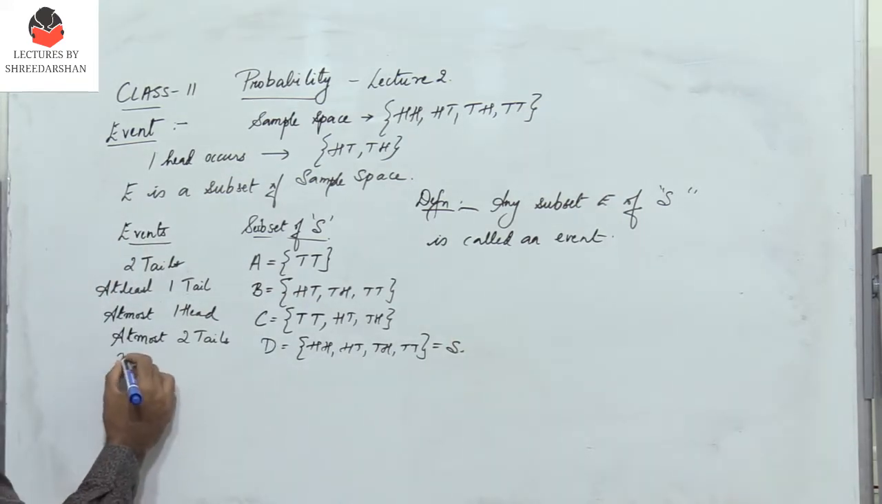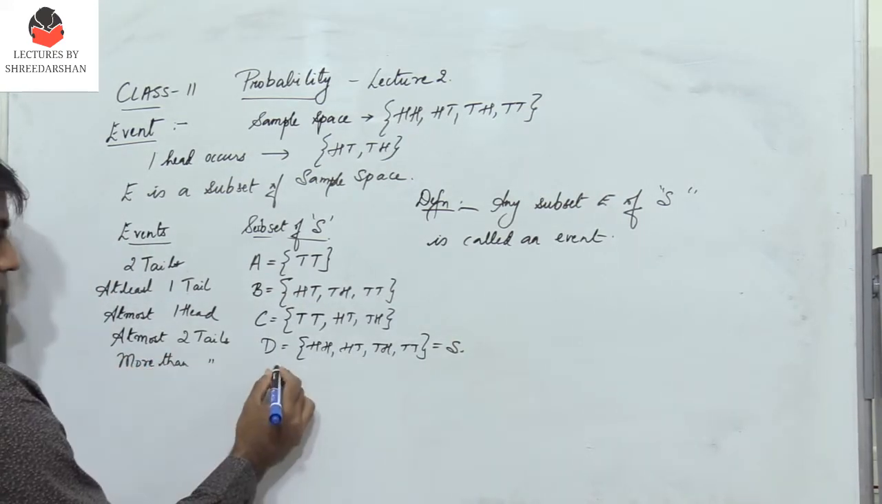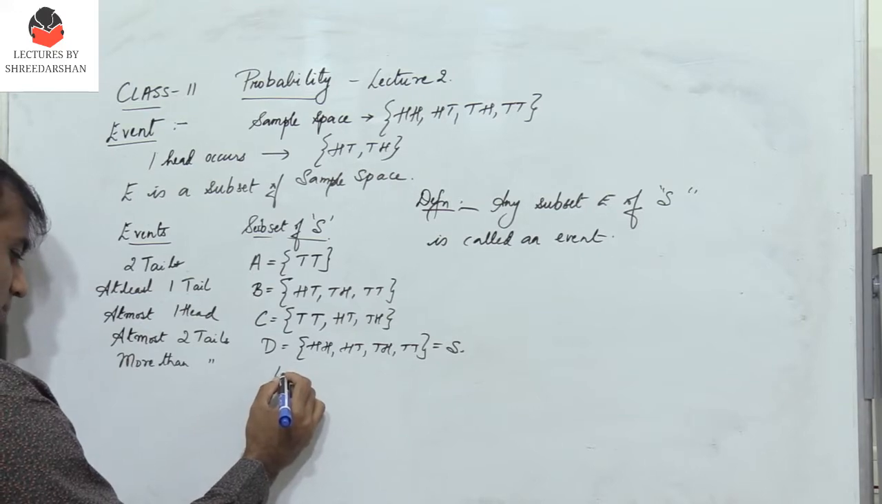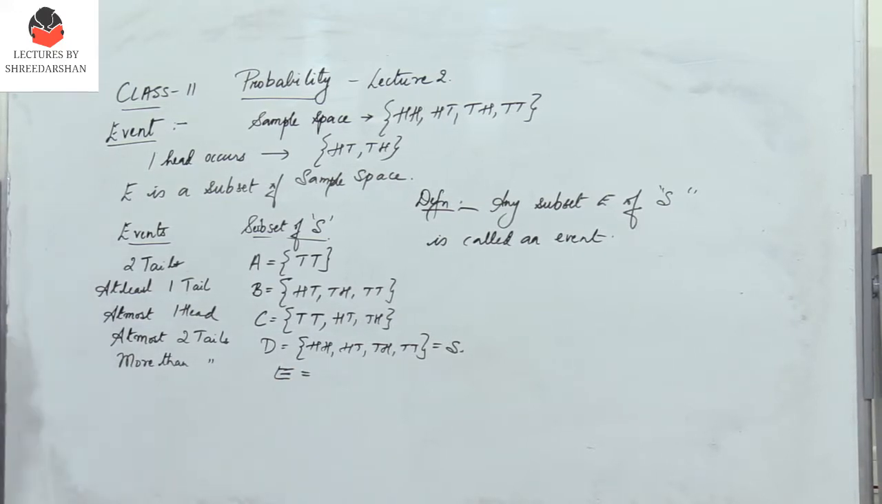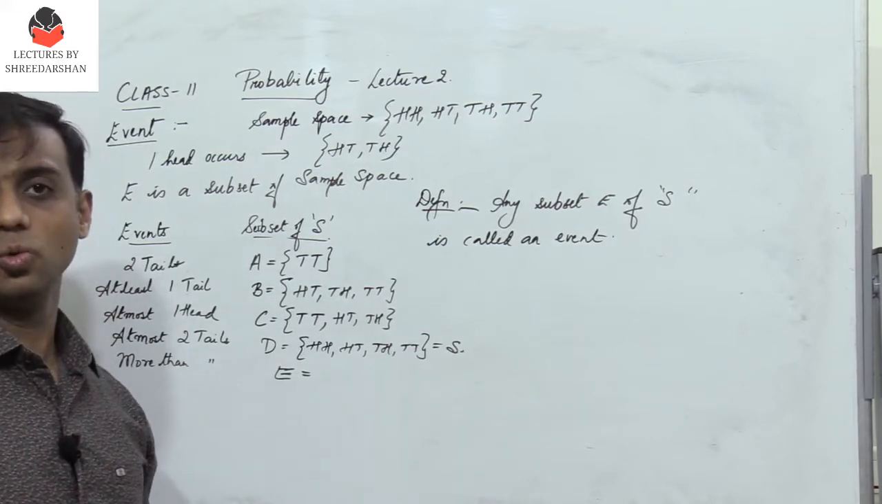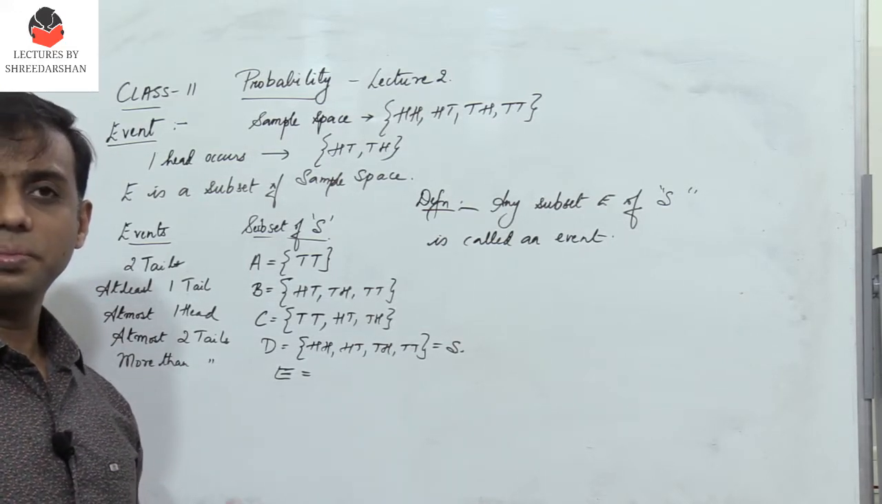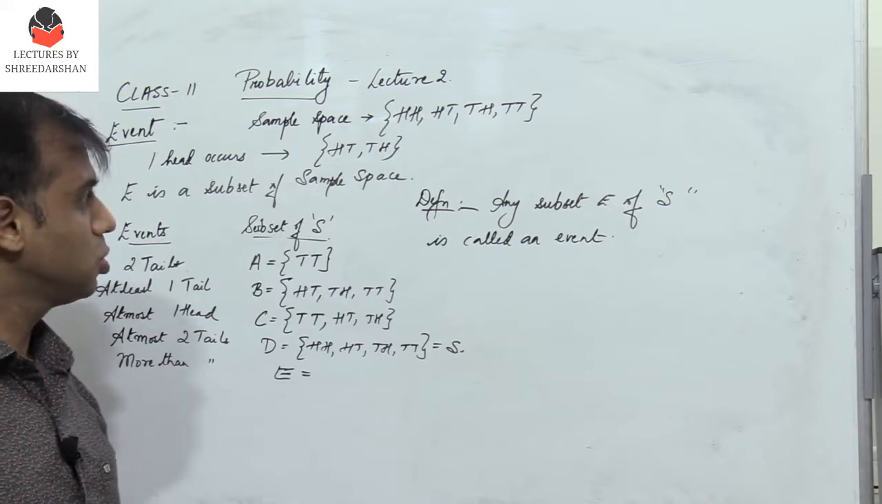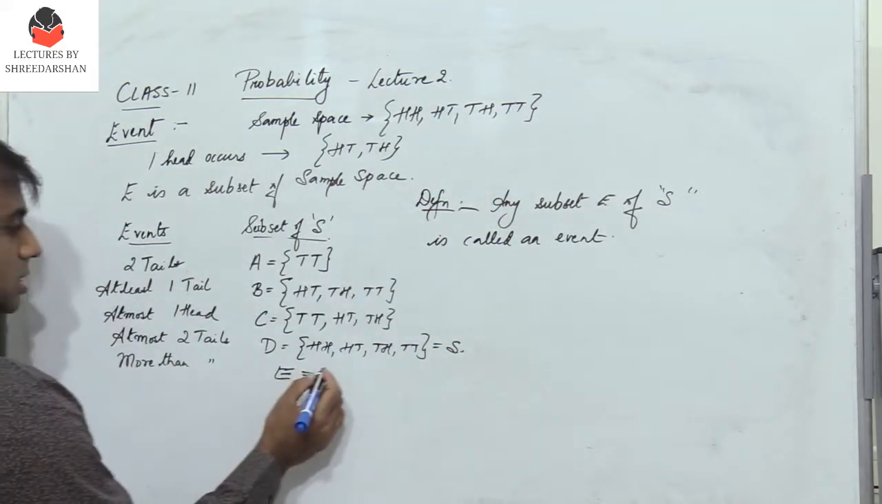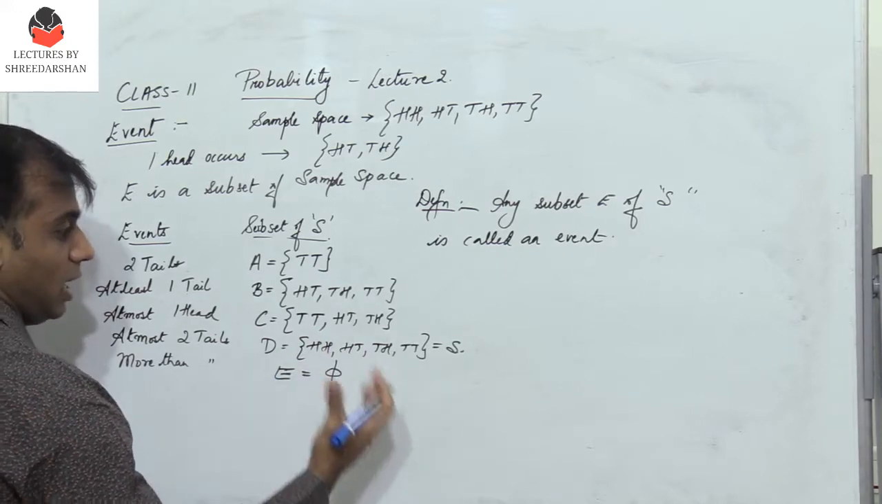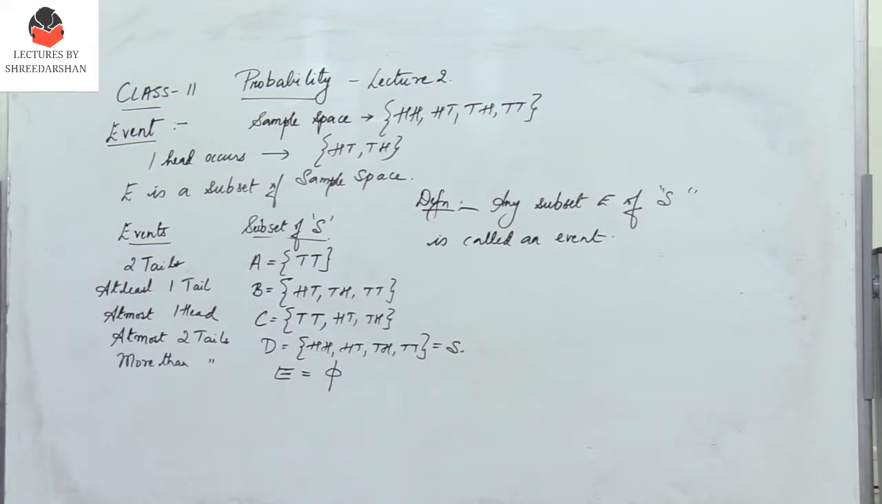And then more than two tails. Let me call this event E. So more than two tails. Can I have an outcome where there are more than two tails? No, because the coin is being tossed two times. Therefore maximum I could have two tails. So this is a null set. That means you do not have any outcome. So this defines the null set.